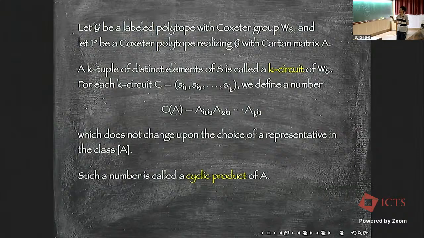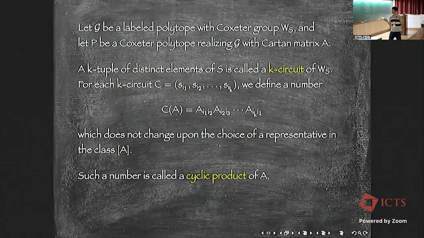So here, G is a labeled polytope with this Coxeter group W, and P is a Coxeter polytope realizing this labeled polytope, with the Cartan matrix A. Then you consider a k-tuple of distinct elements, let's say a k-circuit. For this k-circuit, we define the number simply as the multiplication of the entries of the Cartan matrix, A_{i1 i2}, A_{i2 i3}, and A_{ik i1}.